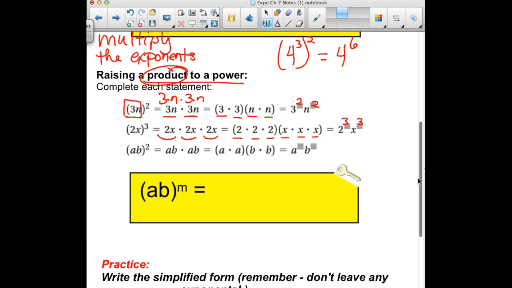All right, so again, we are looking for a shortcut so that we don't have to write this out every time. We have the quantity AB to the 2nd power. That means we're multiplying it by itself, which means we have 2 A's being multiplied and 2 B's being multiplied. So our shortcut here is basically that exponent has to be applied to both pieces inside. Both parts of that product. So we're going to have a to the nth power times b to the nth power.